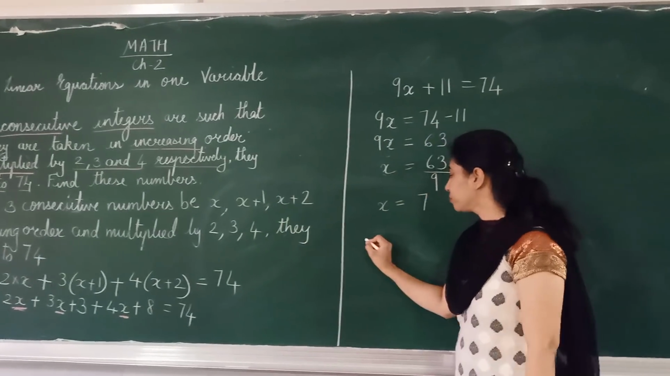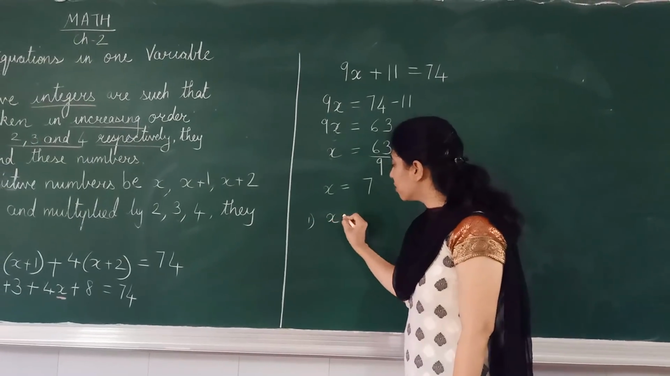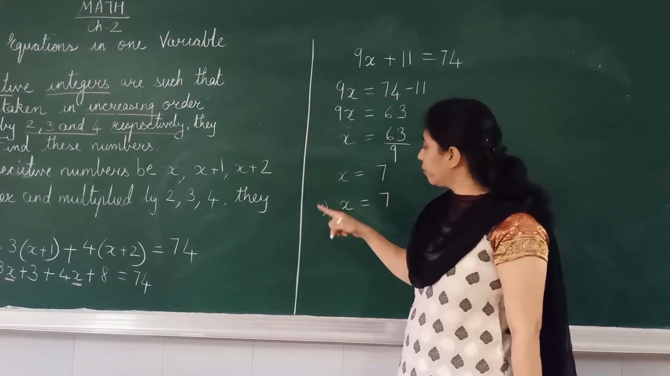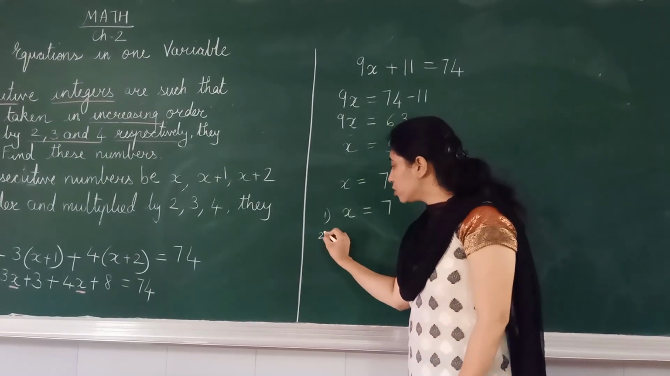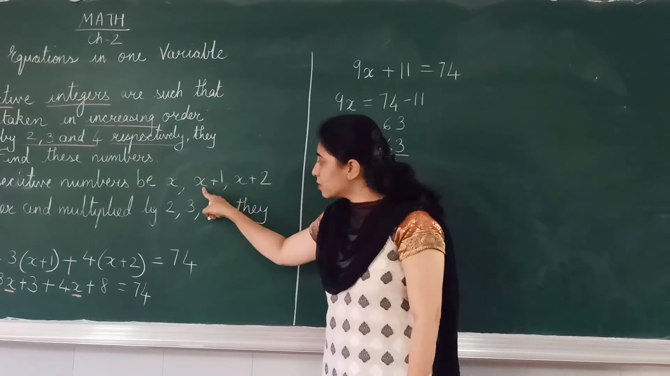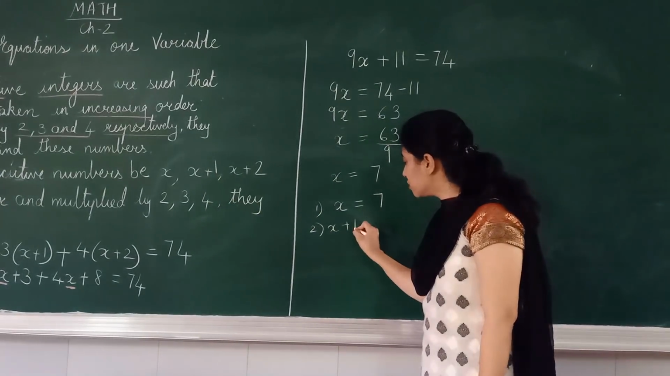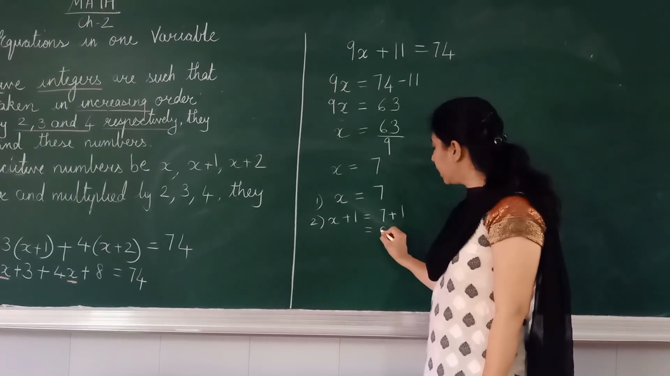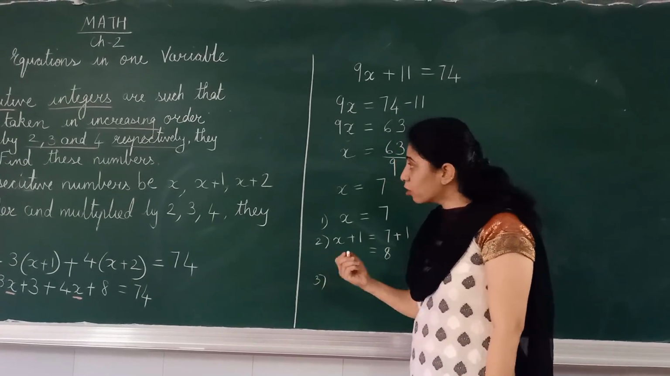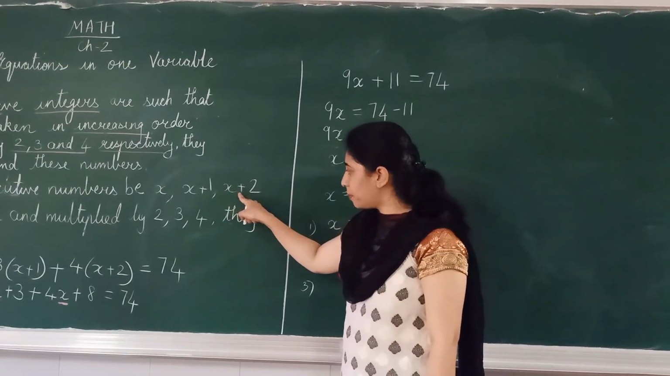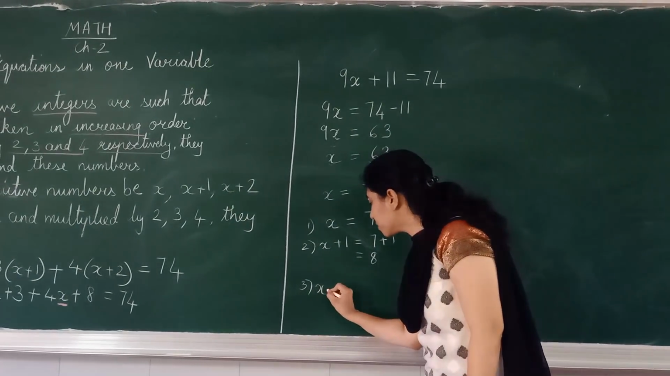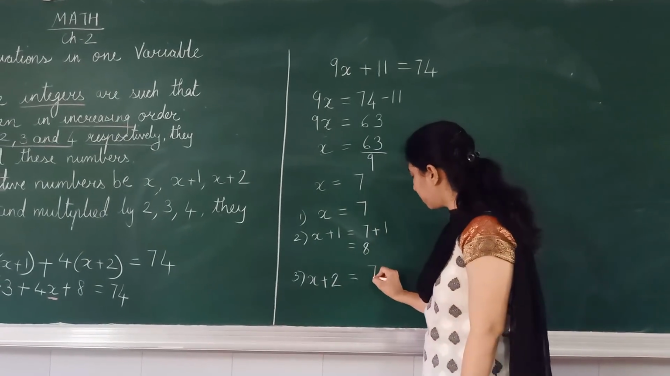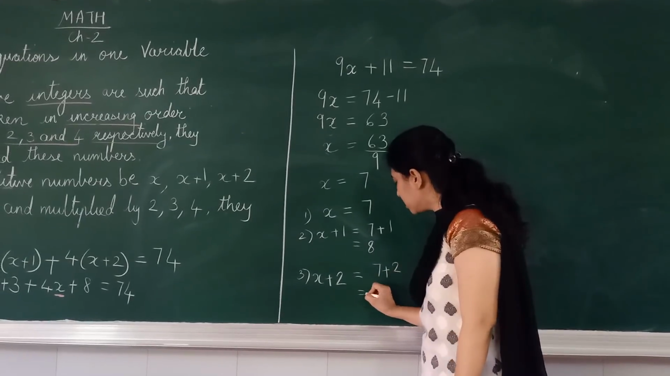So we check now. What is your first one? What is the value of x? The first integer among the 3 consecutive integers, the first one is x. What is your second one? Second one is x plus 1. So x plus 1 is equal to 7 plus 1. Your answer is 8. And what is the third consecutive integer? That is x plus 2. So x plus 2 is equal to, what is the value of x? It is 7. 7 plus 2. So your answer is 9.